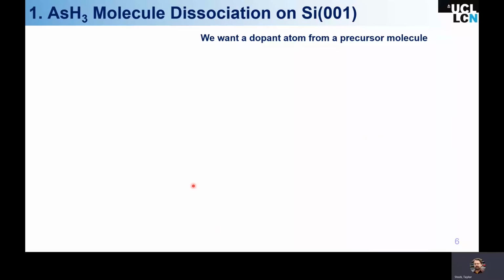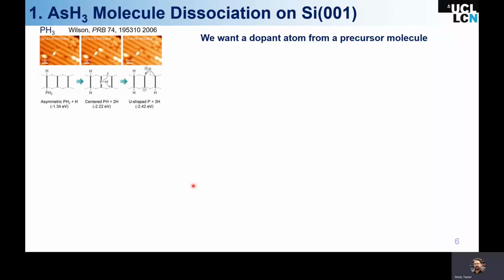So to start with, criterion 1 is that the molecule must dissociate on the surface to provide our dopant atom. Looking back to the phosphine system, much of the initial work was understanding this surface chemistry. It turns out when you expose clean silicon to phosphine, you end up imaging a variety of features with the STM, and these can be explained as the different dissociation products of the phosphine molecules. It dissociates on the order of minutes.